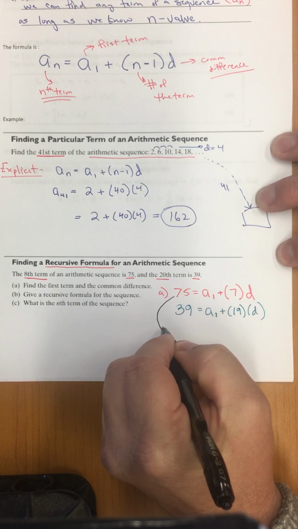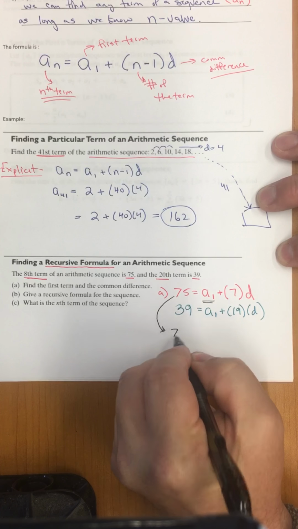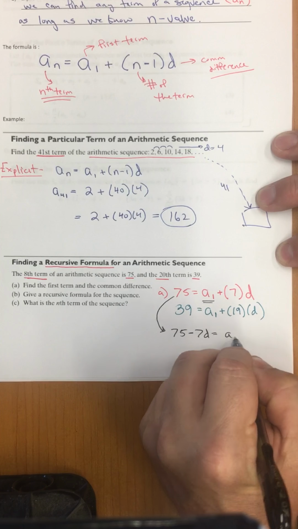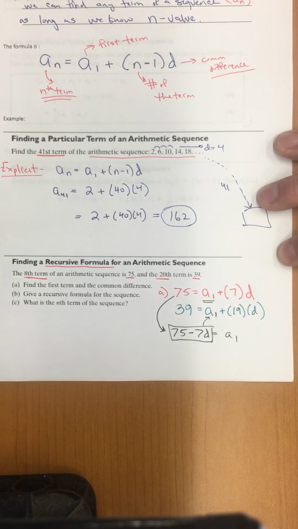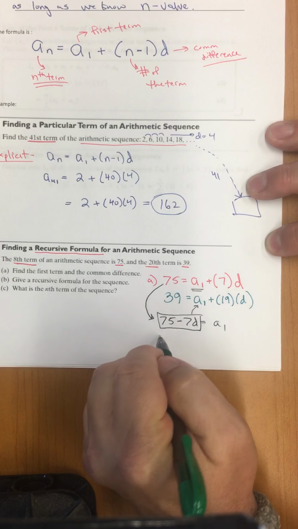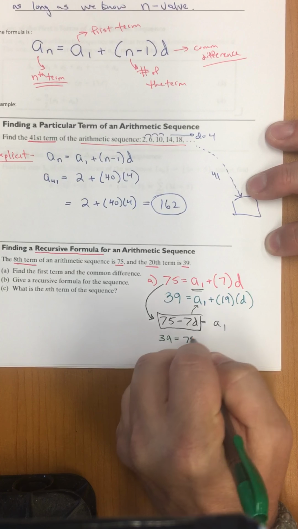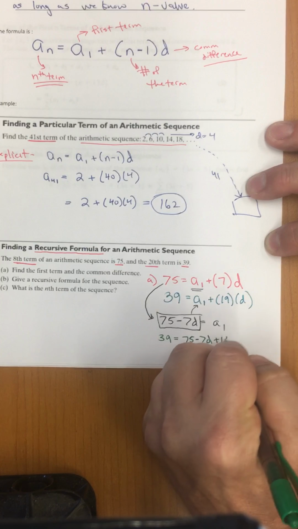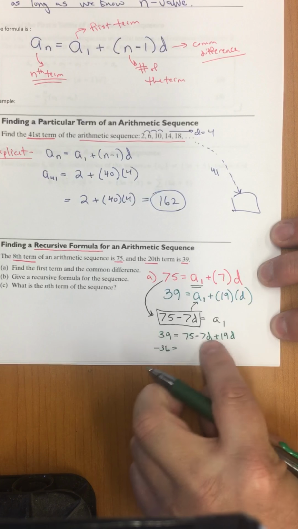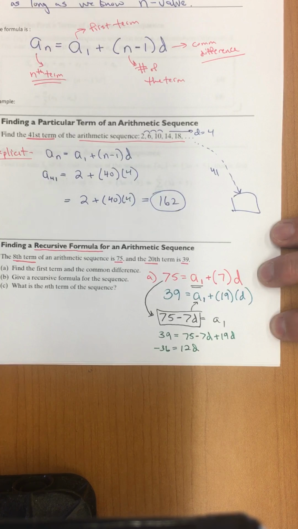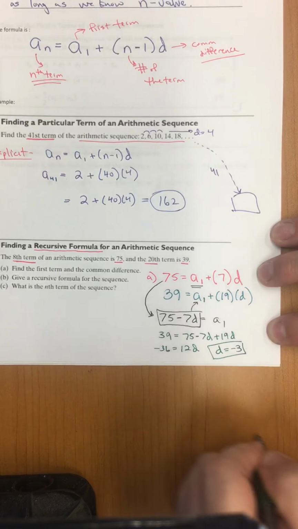So I'm going to take this top equation, and I'm going to get a sub 1 by itself. Move the 7d to the other side. And then I'm going to take this and substitute it into the second equation. So my second equation becomes 39 equals, I'm going to substitute that in, 75 minus 7d plus 19d. Subtract the 75 from both sides, right? So 39 minus 75, negative 36. Combine these two numbers, 12d, and divide by 12. So my common difference is negative 3.